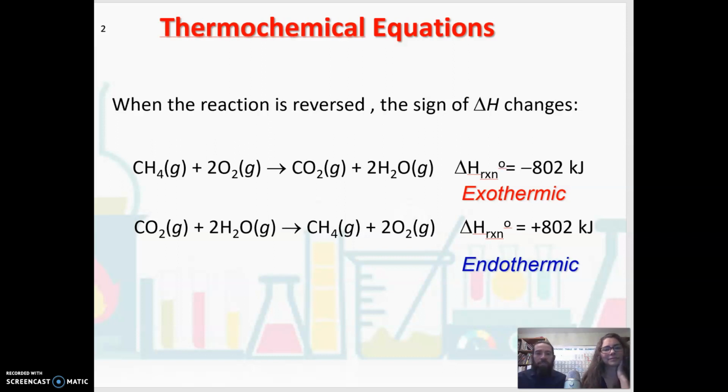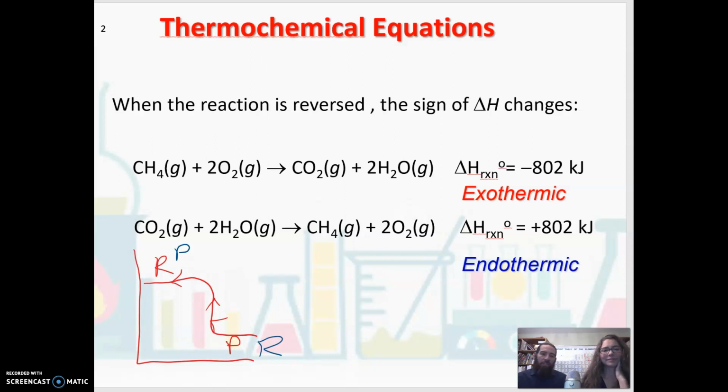Now, what if we took the products and made them the reactants? So if we took the CO2 and the water and put them on the reactant side, and then from the original equation, the original reactants are now the products. We call this flipping the reaction. It kind of makes sense, like you almost just flip it so that the products are now the reactants. Well, take a look at the delta H. It's the same magnitude, opposite sign.